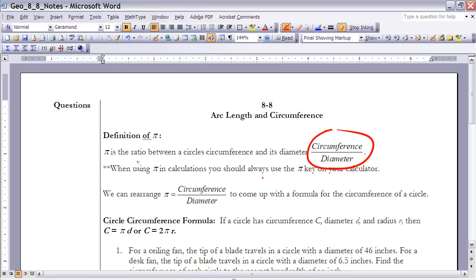Now, if we take what pi is equal to, circumference over diameter, and rearrange that or solve for the circumference, we can come up with a formula for finding the circumference of a circle. The circumference of a circle is equal to pi times the diameter, where d is the diameter. Or, since we know that the diameter of any circle is always double the radius, 2 times the radius, we can also write the circumference this way: circumference is equal to 2 pi r.